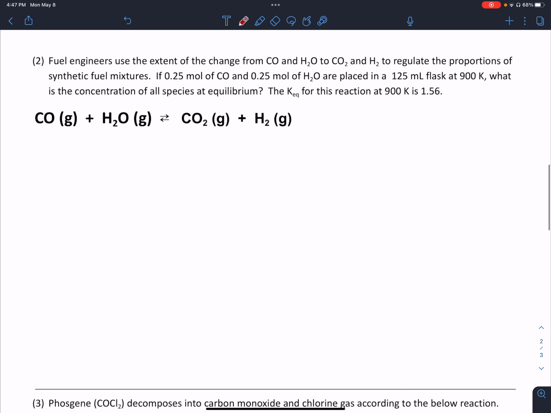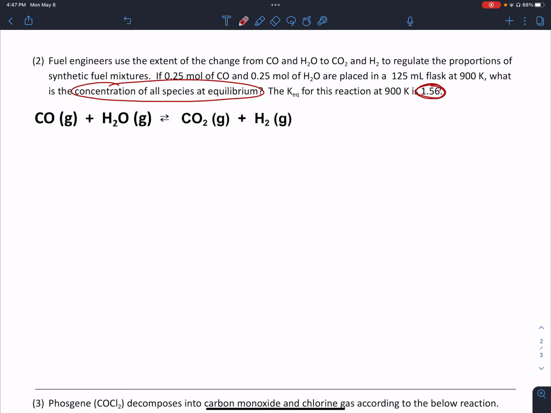All right, let's try this one. This one's a little bit different. Fuel engineers use the extent of the change from CO and H2O to CO2 and H2 to regulate the proportions of synthetic fuel mixtures. If 0.25 moles of CO and 0.25 moles of H2O are placed in a 125 milliliter flask at 900 Kelvin, what is the concentration of all species at equilibrium? The KEQ for this reaction is 1.56.